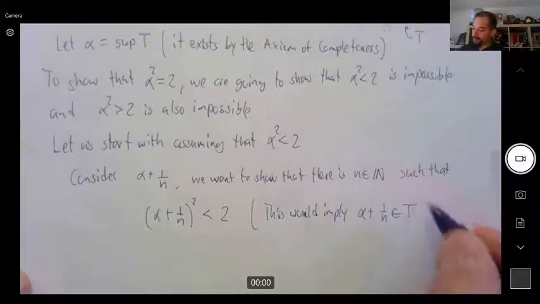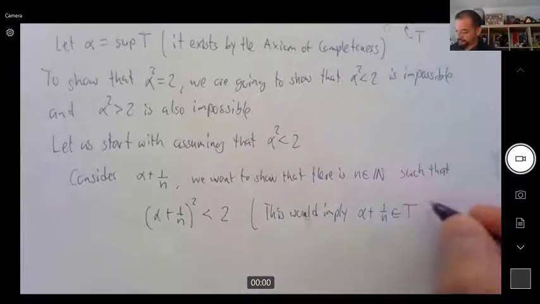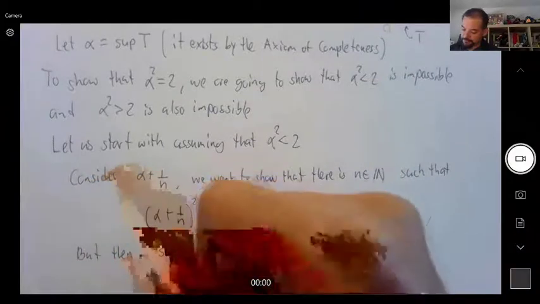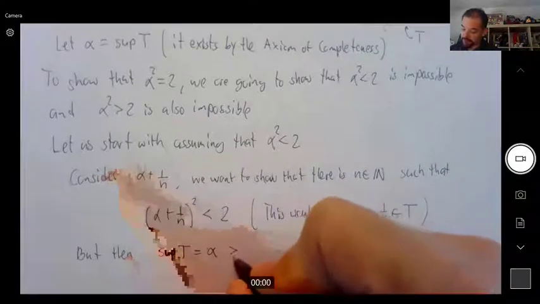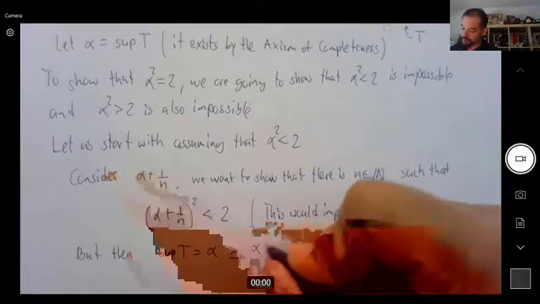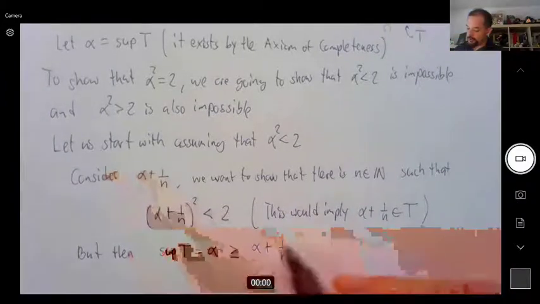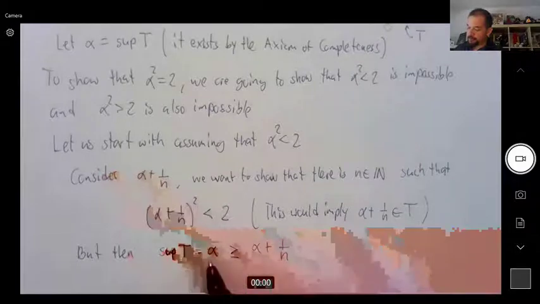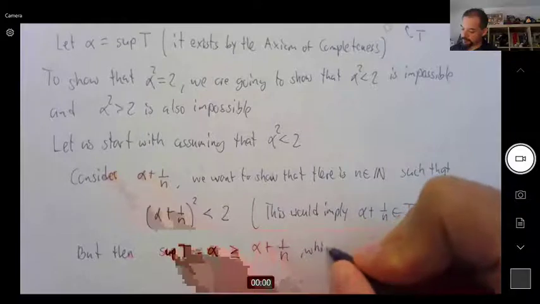But if it belongs to t, that means the supremum has to be bigger than this guy. The supremum of t, which is alpha, should be bigger than or equal to this guy. But that's wrong, because when you take a number and you add a little bit to it, it cannot be smaller than the number itself. So this would be a contradiction.